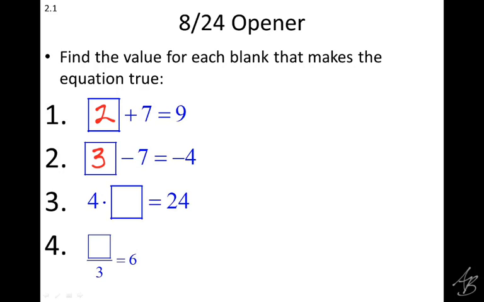All right. This one should be pretty easy, I think. 4 times something equals 24. So when I multiply 4 times something, I get the same thing as I get on the right side, which is 24. What do I multiply by 4 to get 24? 6.